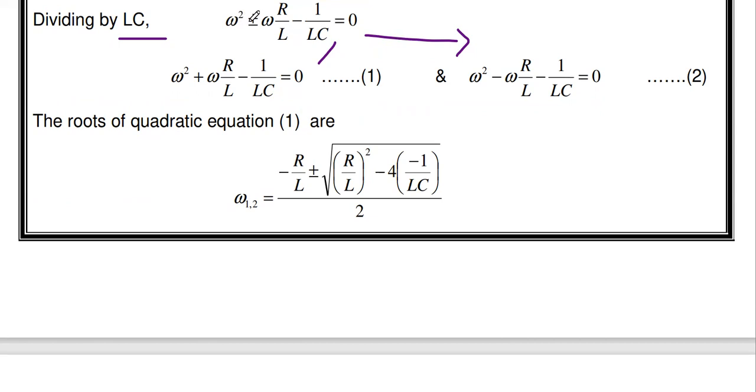And omega squared minus omega R by L minus 1 by RC equal to 0. Okay, so we get two quadratic equations in terms of the variable omega. We are going to find the roots of these quadratic equations. Of these roots, one is the lower cutoff frequency and another is the higher cutoff frequency. So by solving these two quadratic equations, we can get 4 roots.